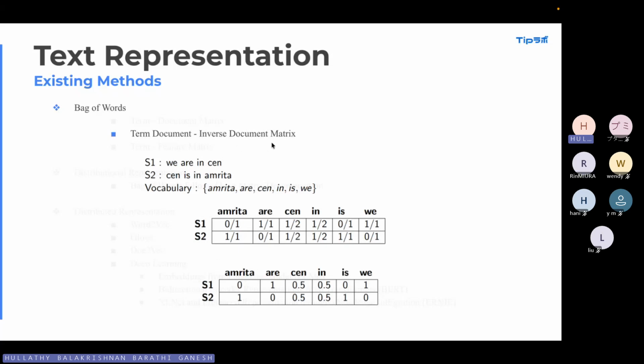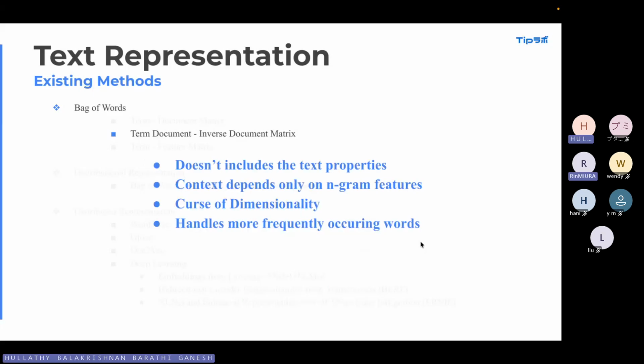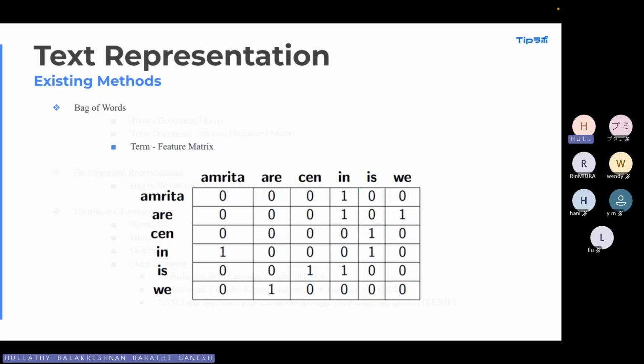So in the term frequency inverse document frequency matrix, they try to solve the problem of giving lower weightage to the frequently appearing words across all the documents. But the other problems, the order of the word, the context the word carries, and the grammatical structure, are not considered. And still the curse of dimensionality exists: as the number of words increases, your matrix dimension also increases. I have highlighted the same here.